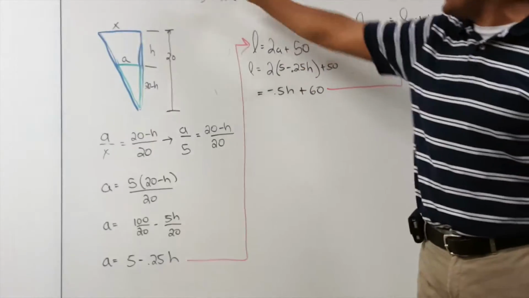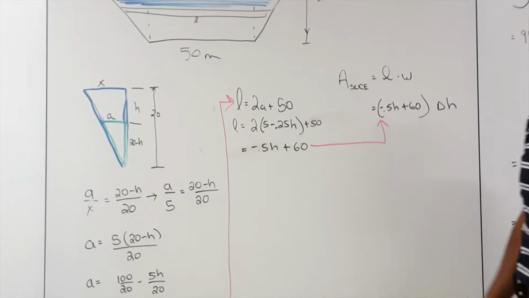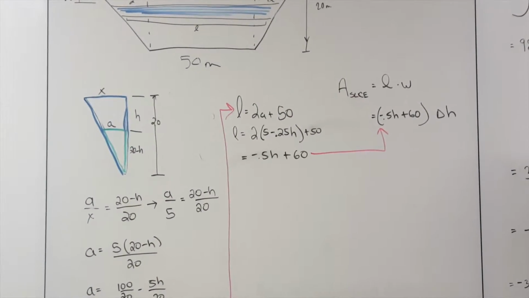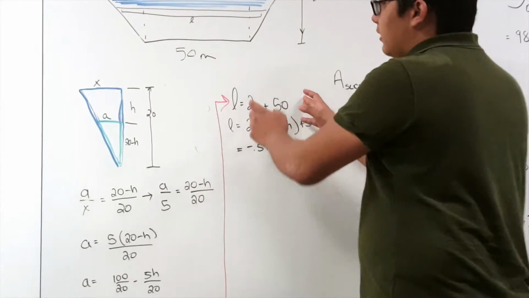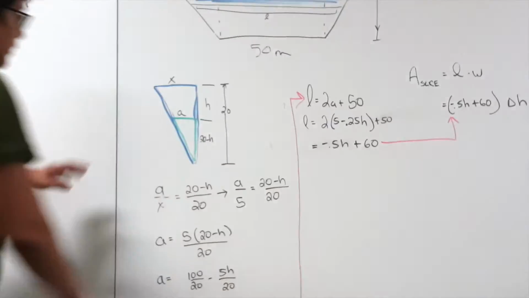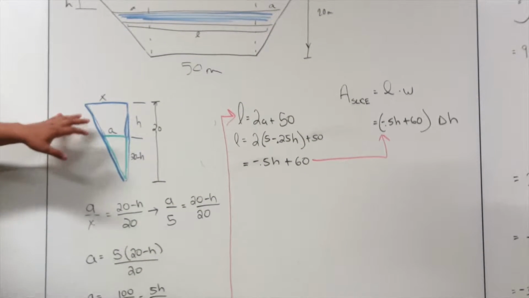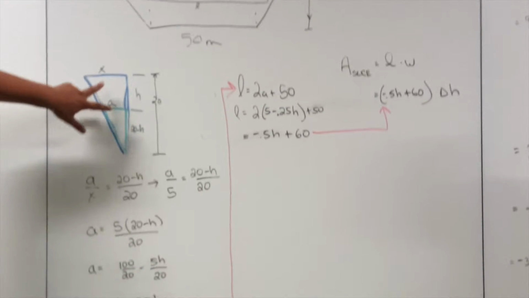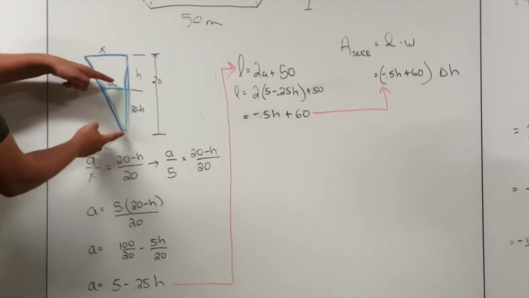Length is equal to 2a plus the 50. Well, the thing is, this is the length for the entire two triangles put together. And what we're doing here is getting each triangle separate to figure out what the area of the triangle is. So we did a proportion to find the smaller triangle, so we get this part, correct?